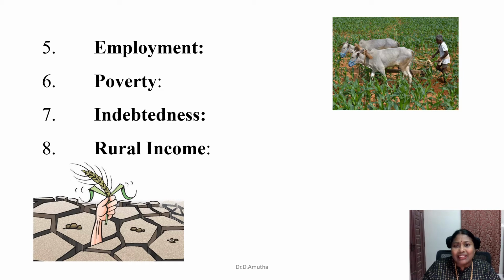Poverty. Poverty is a condition where the basic needs of the people like food, clothing and shelter are not being met. According to 2011-12 estimates, about 22 crores of people in rural areas are poor and live below the poverty line. Indebtedness. People in rural areas are highly indebted owing to poverty and unemployment, lack of farm and non-farm employment opportunities, low wage employment, seasonality in production, and poor marketing network.